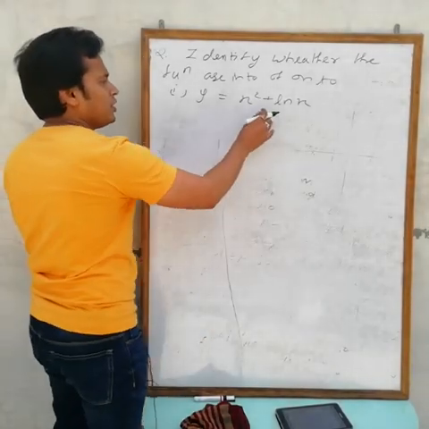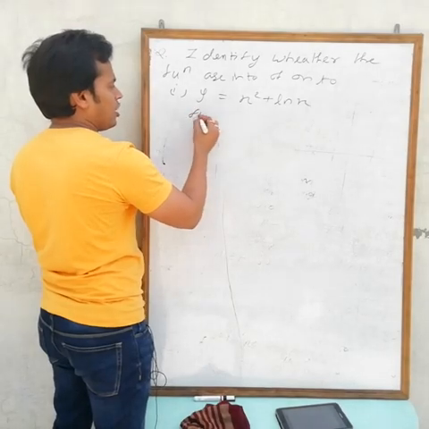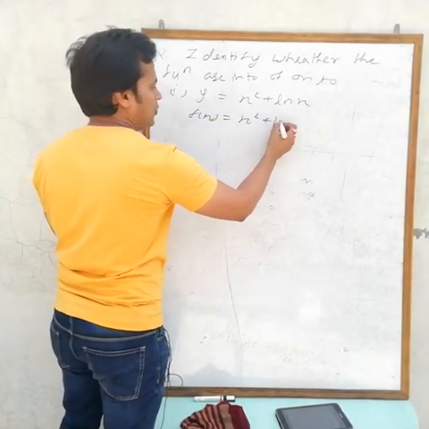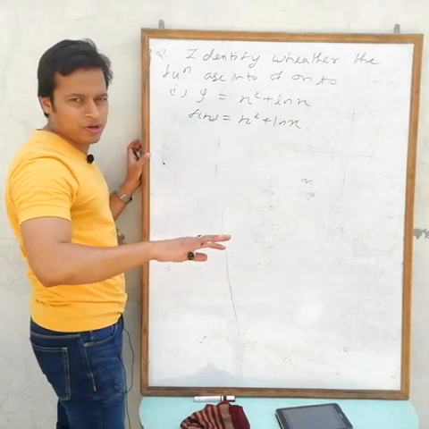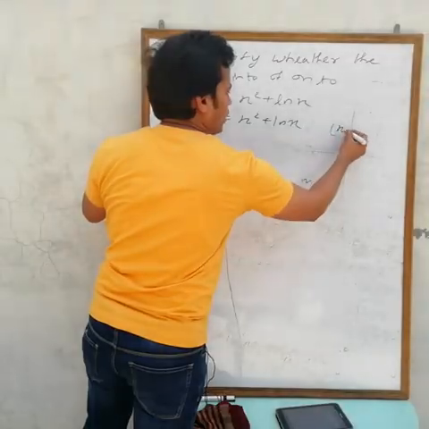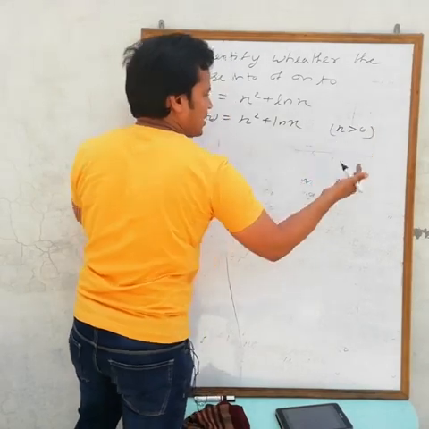So one thing is clear, that here f(x) is equal to x square plus ln x. Here we have ln x, it means the function is not defined for negative x. So one thing I have to write, that x is greater than 0. You can't take x less than 0.